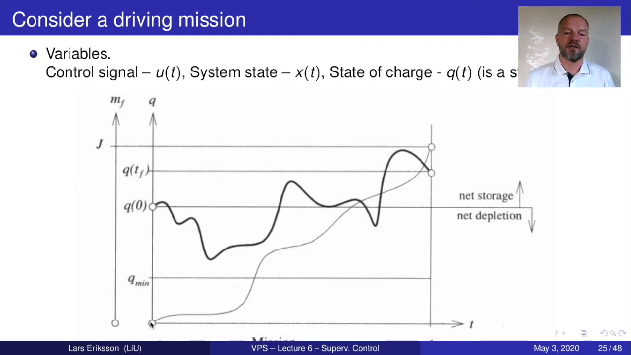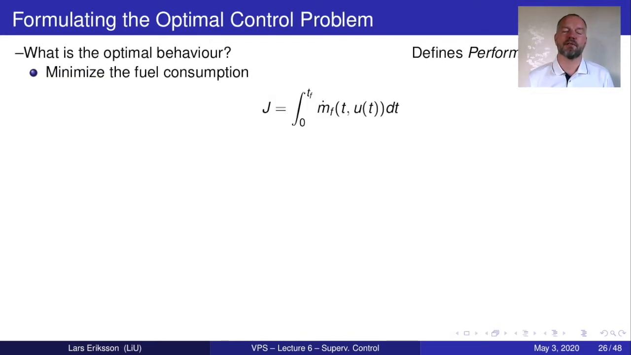And here you can see the fuel consumption that we're accumulating over the driving. So the mass of fuel ends up here. Depending on what we are doing with the state of charge, we can get higher or lower fuel economy. Hopefully we improve the fuel economy with the hybrid system. So when we formulate this in optimal control, we work with the optimal behavior. And the optimal behavior defines our performance index. So for example, in our case, we minimize the fuel consumption.